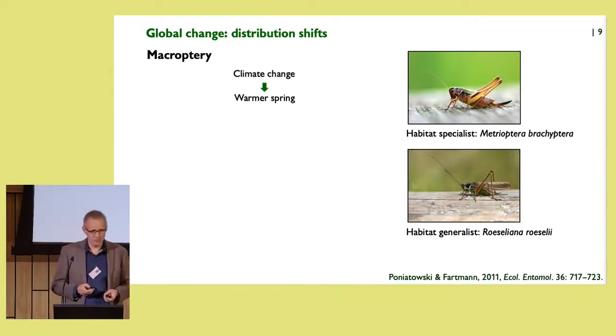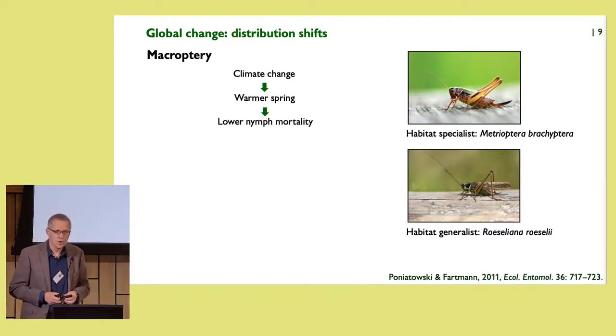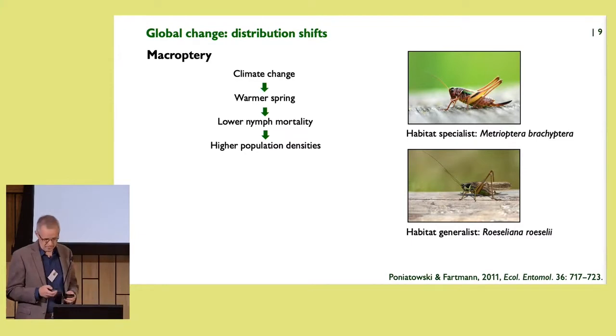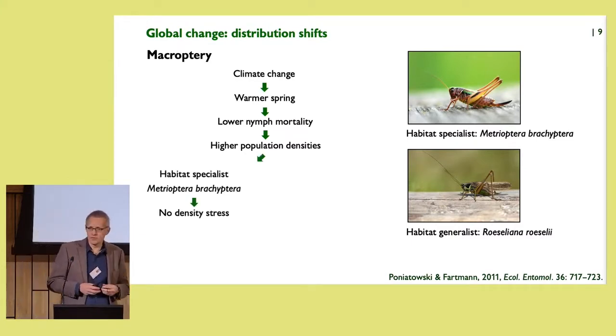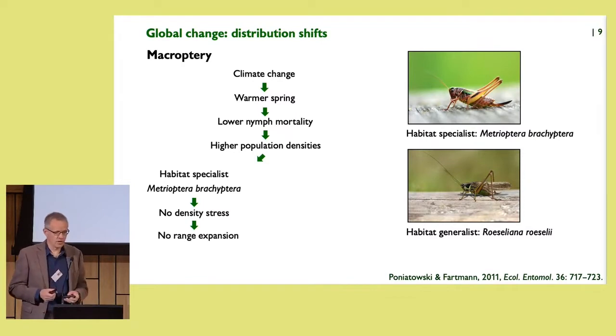Due to climate change, our springs are often warmer. We have a lower nymph mortality, and this results in a higher population density. In our habitat specialist in Orthoptera, we did not observe any density stress in the field, because usually the densities of the species are much lower in the field than those of Roeseliana roeselii. And so we don't have any range expansions.